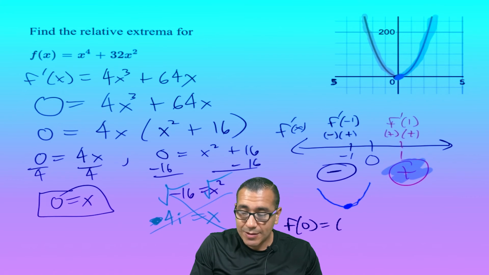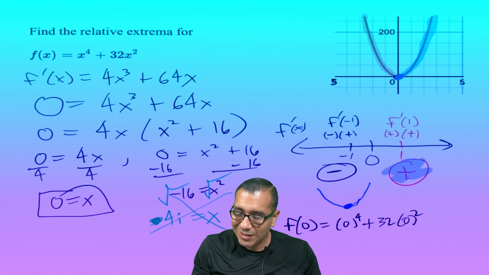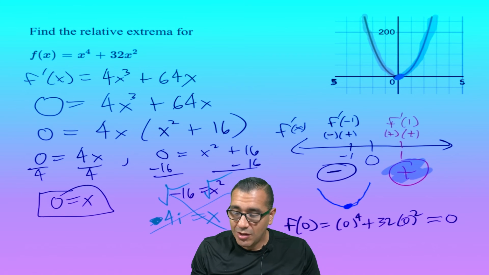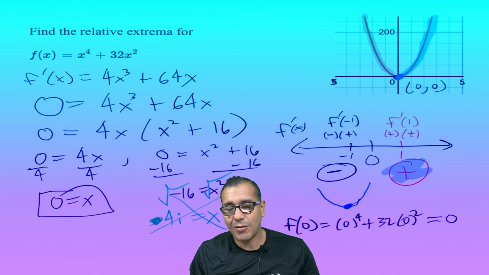So 0, we get 0 to the 4th power plus 32 times 0 squared. And of course, everything's zeroing out. And so you end up with your height of 0. So that point right there, just like we expected, is (0, 0). And there you have your absolute minimum.